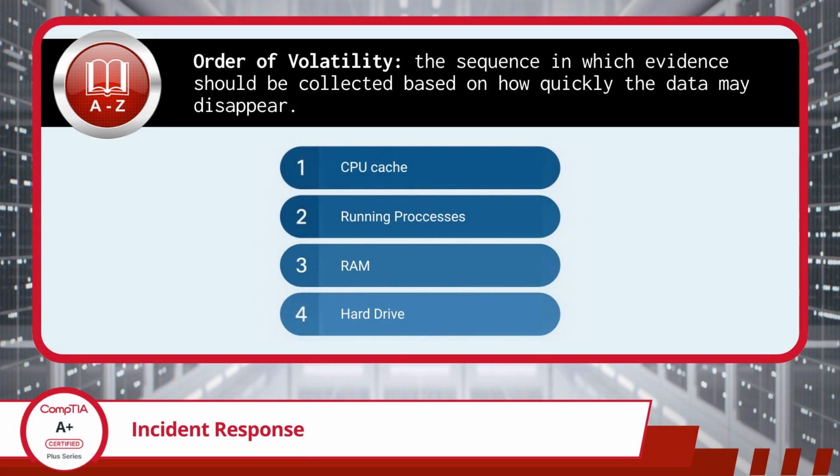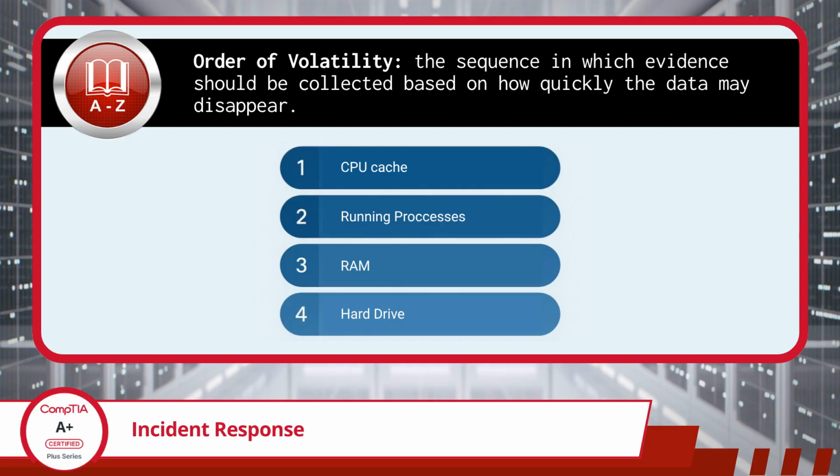When collecting evidence, investigators must also understand the order of volatility. The order of volatility refers to the sequence in which evidence should be collected based on how quickly the data may disappear. Some forms of evidence are extremely temporary and can vanish the moment a device powers off or reboots. For example, data stored in the CPU cache is among the most volatile because it changes constantly while the system operates.